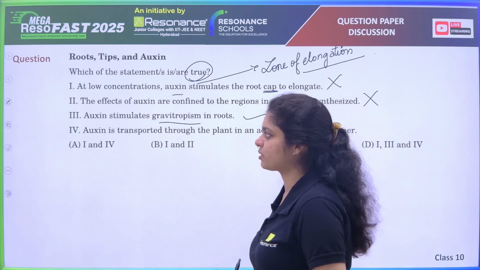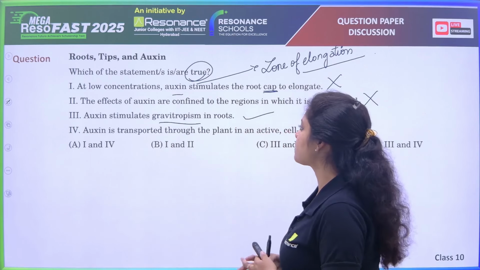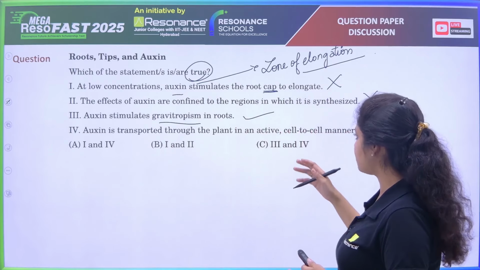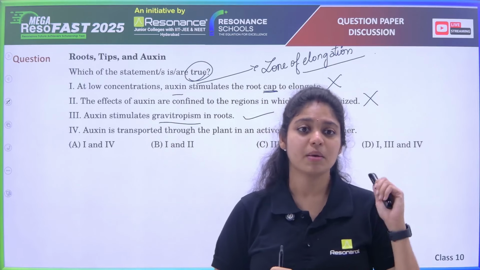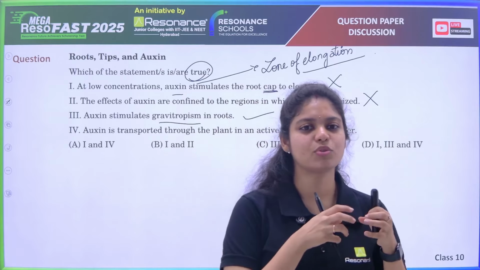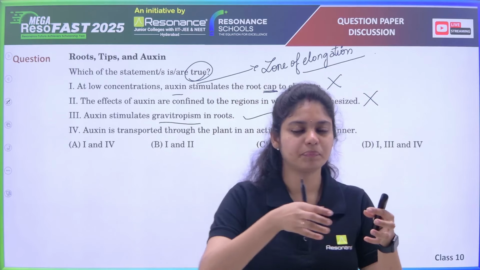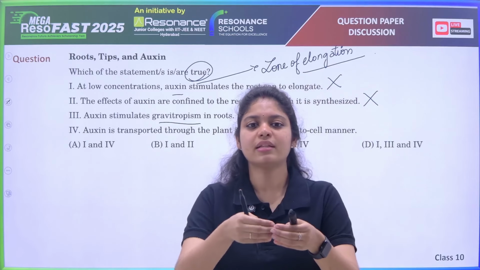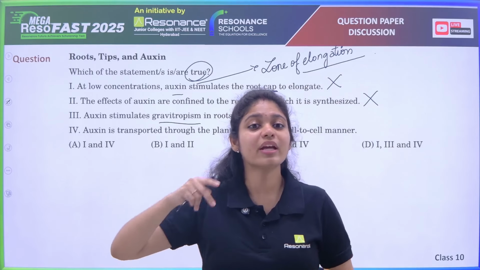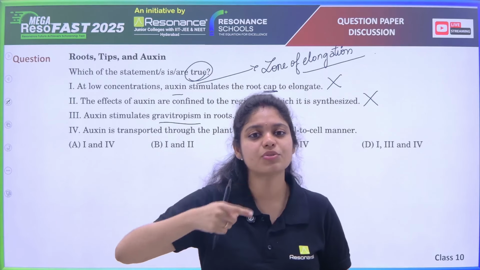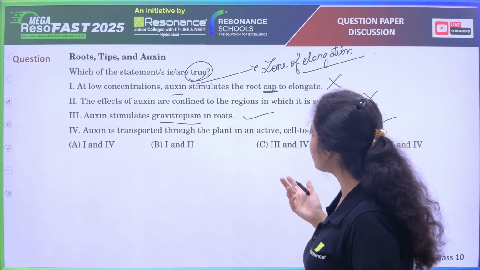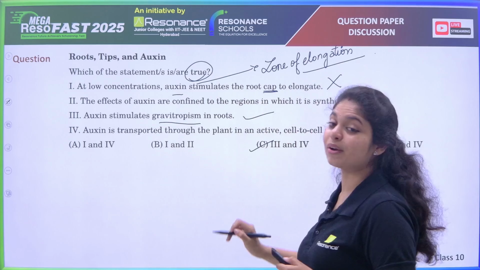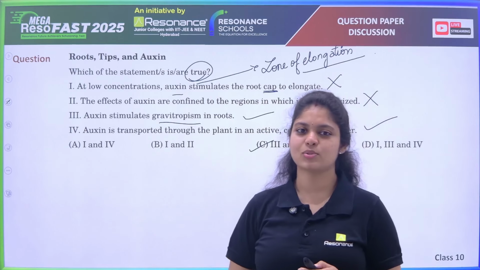So this is a correct statement. Auxin is transported through the plant in an active cell-to-cell manner. This is also a correct statement because auxin is usually transmitted from one cell, it will pass on to the next, and then to the next cell. So it is transported in a cell-to-cell manner. So this statement is also correct. So which are the correct statements? 3 and 4 are the correct statements.